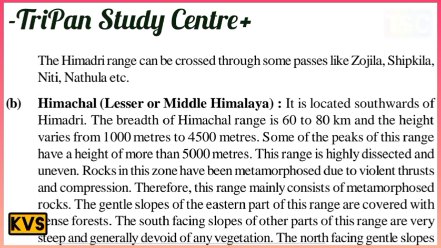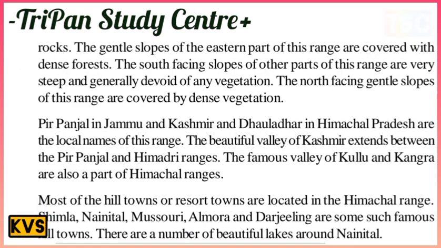The gentle slopes of the eastern part of this range are covered with dense forests. The south-facing slopes of the other part of this range are very steep and generally devoid of vegetation. The northern-facing gentle slopes of this range are covered by dense vegetation. Pir Panjal in Jammu and Kashmir and Dhauladhar in Himachal Pradesh are the local names of this range. The beautiful Valley of Kashmir stands between the Pir Panjal and Himgiri ranges.